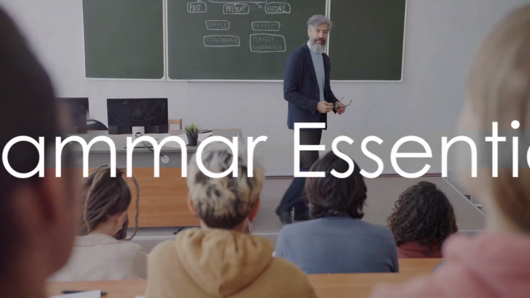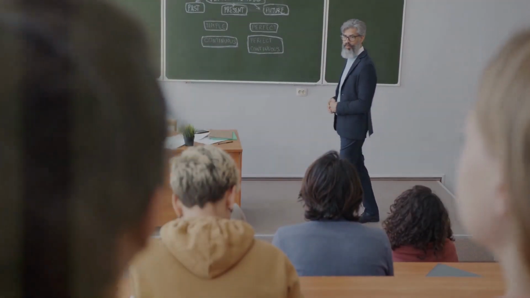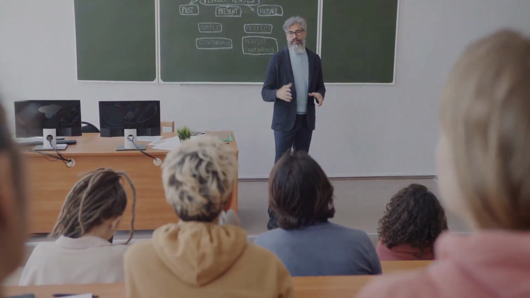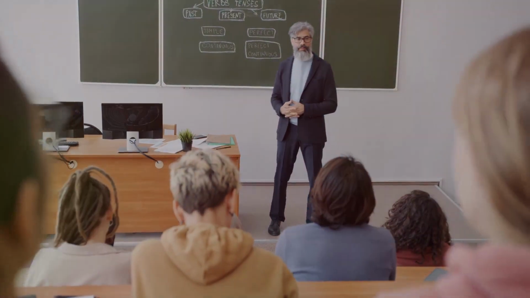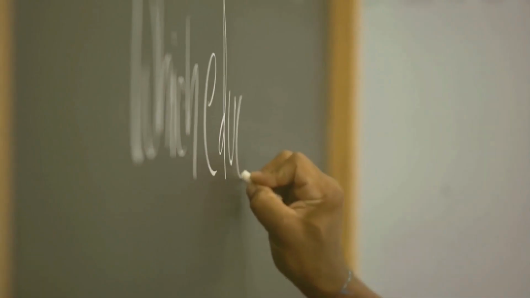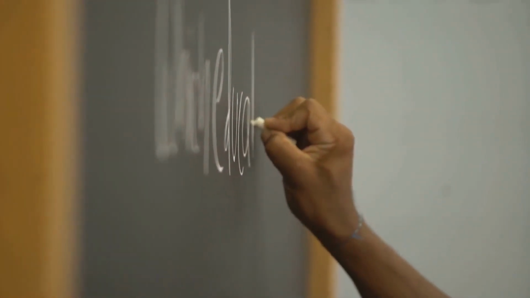The foundation of any language is its grammar. Just as a building relies on its base, so too does communication rely on the structure of language. So let's dive into the basics of English grammar. First up, subject-verb agreement. It's a rule that ensures the subject and verb in a sentence match in number. For instance, she dances, not she dance.